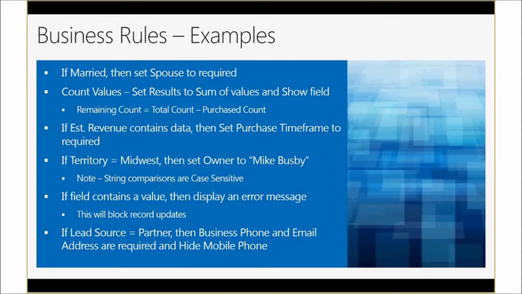If lead source equals partner, then business phone and email address are required and hide mobile phone. So you can start seeing all the uses of this. It can be very powerful. It gives the control back to the end user. If you recall, some of you have been with CRM since 3.0.